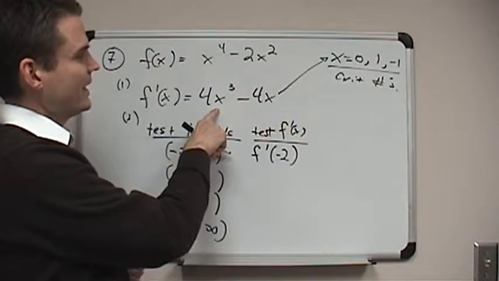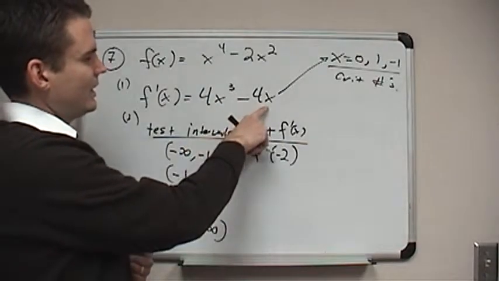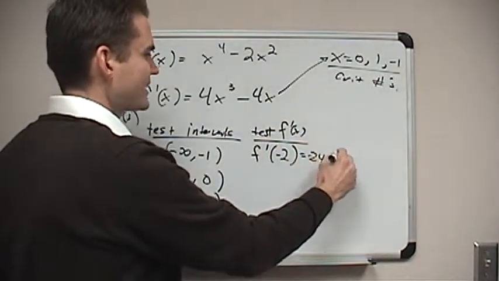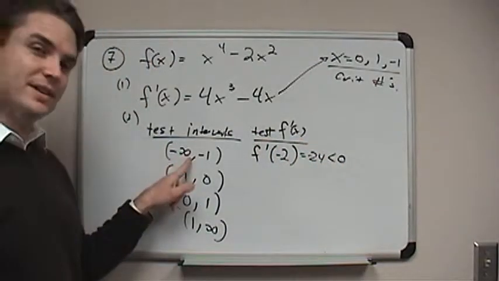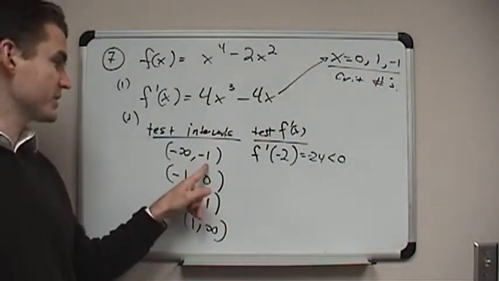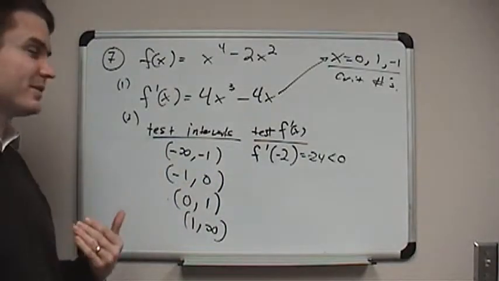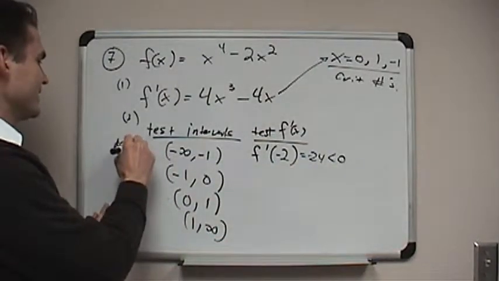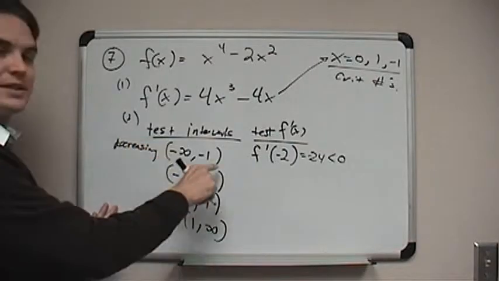It's going to be, let's see, negative 32, it'll be plus 8, so it'll be negative 24, which is less than 0. Okay. So on this interval, the derivative has to be negative everywhere. Okay, it can't change until negative 1. So everywhere to the left of negative 1, the derivative is negative. That means the function is going to be decreasing on this interval.